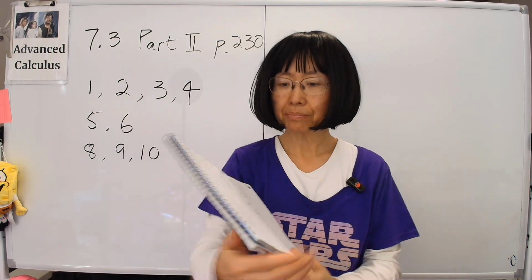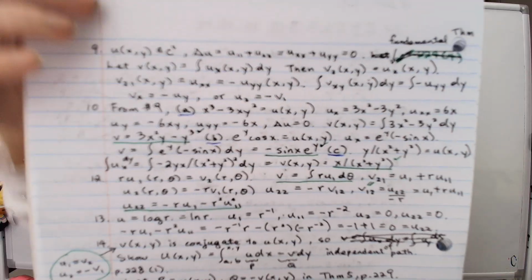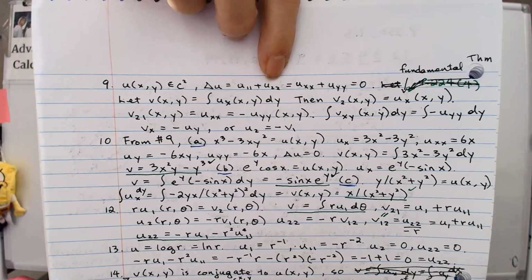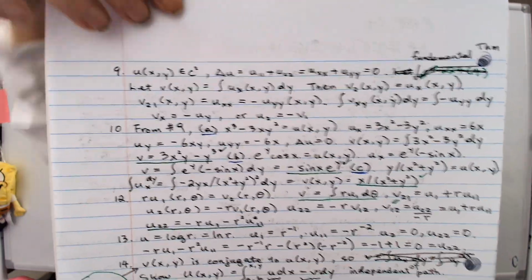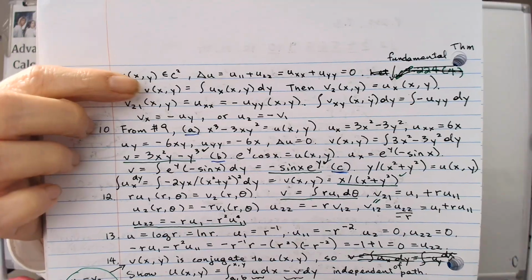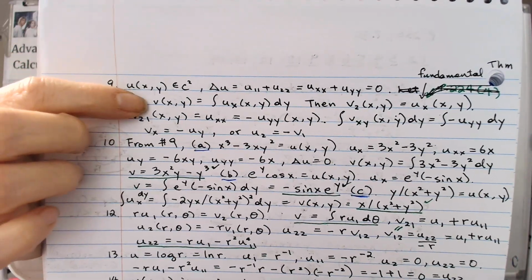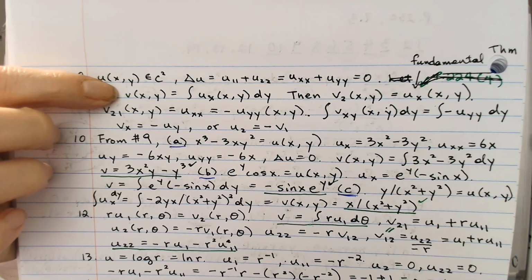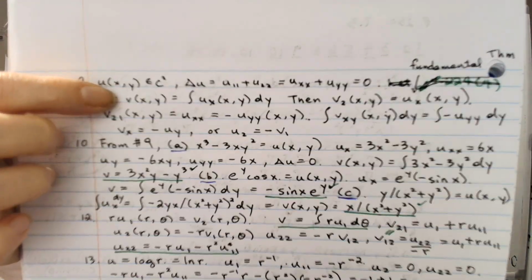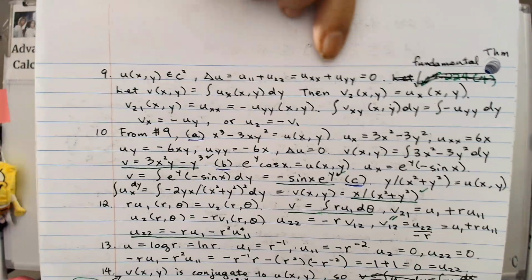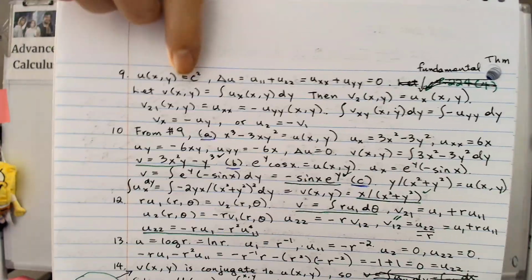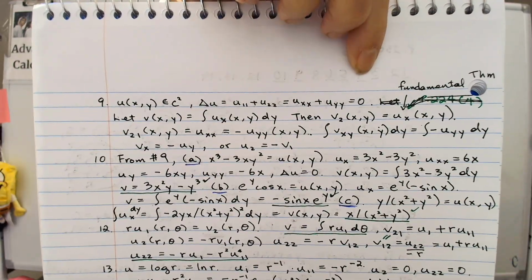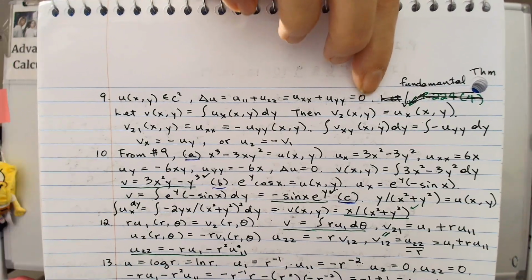So next we have problem 9, which will be used for the rest of the homework too. Delta U is defined as U11 plus U22, and is given as 0. In this case, we can find something called the conjugate, which we can obtain by integrating either ux dy or uy dx or something like that. Because if v is defined as the integral of ux dy, then v2 is going to equal ux, and that's by the fundamental theorem of calculus.